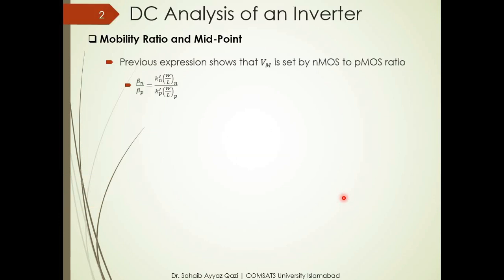In our last lecture we studied this beta n and beta p ratio, which basically defines how our width and length are related to each other. We have also seen that these Kn and Kp are set during processing, such that this ratio comes out to be in the 2 to 3 range. Obviously a 2 to 3 range, not 2 or 3.